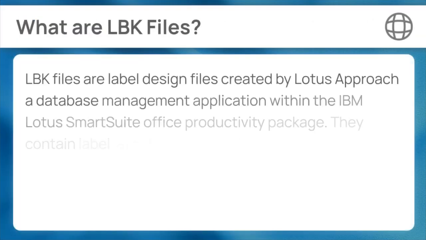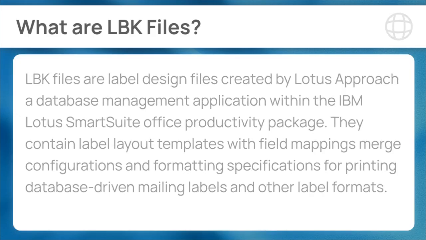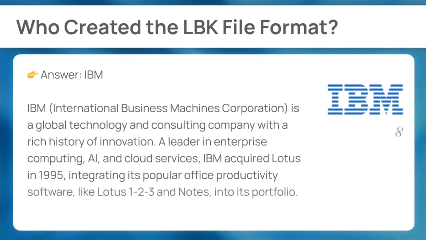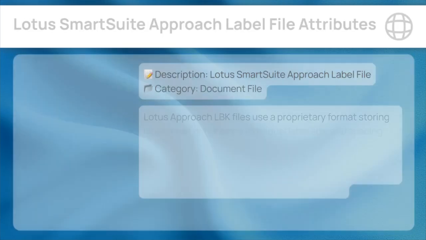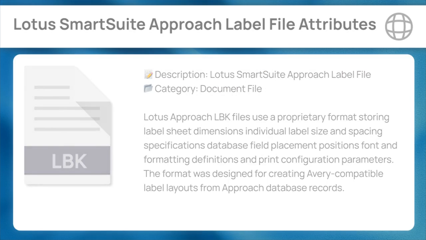LBK files are label design files created by Lotus Approach, a database management application within the IBM Lotus SmartSuite Office Productivity package. They contain label layout templates with field mappings, merge configurations, and formatting specifications for printing database-driven mailing labels and other label formats. Lotus Approach LBK files use a proprietary format, storing label sheet dimensions, individual label size and spacing specifications, database field placement positions, font, and formatting definitions and print configuration parameters. The format was designed for creating Avery-compatible label layouts from Approach database records.